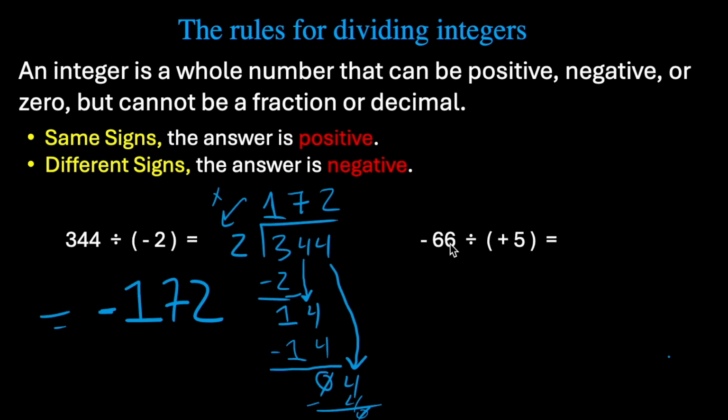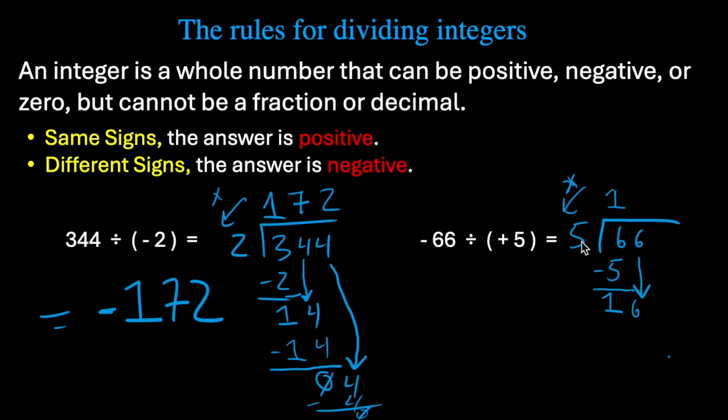So we have negative 66 divided by positive 5. Let's ignore the signs and just solve the problem long division way. So 5 is outside and 66 is inside. How many times can we fit 5 into 6? 1. What is 1 times 5? 5. So we subtract 6 and 5. That gives us 1. And then we bring down the 6.